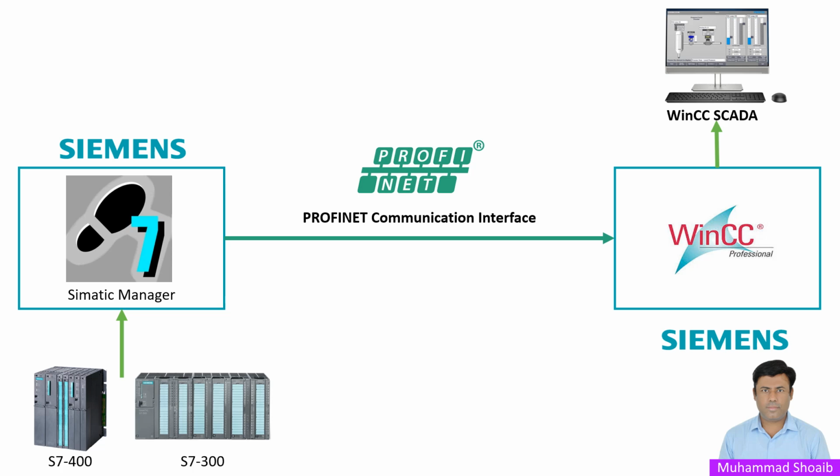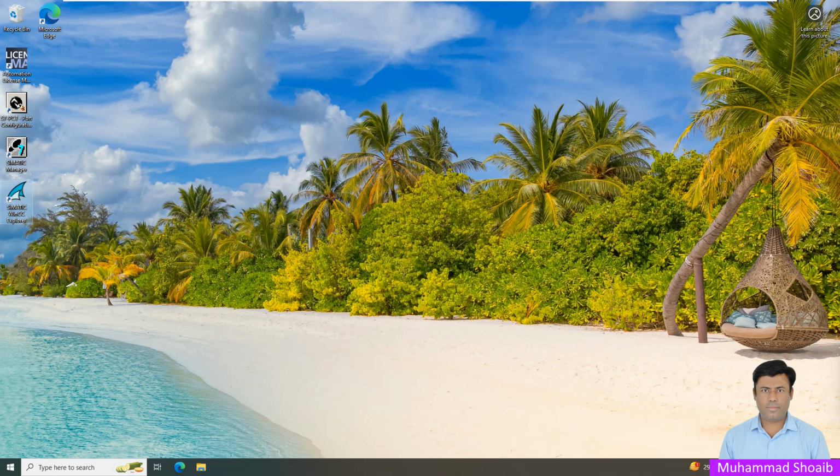We will learn how we can communicate an S7 300 or S7 400 controller with WinCC over the ProfiNet communication interface. In this video, two parts will be there. In the first part, we'll configure the SIMATIC Manager, and the second part will configure the WinCC SCADA. So let's see practically how we can configure it. We'll open the SIMATIC Manager.